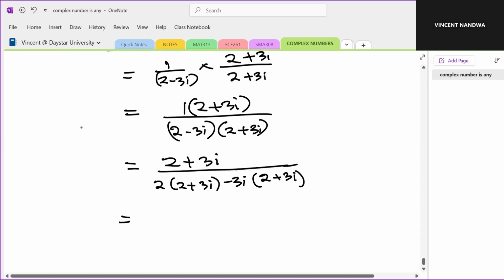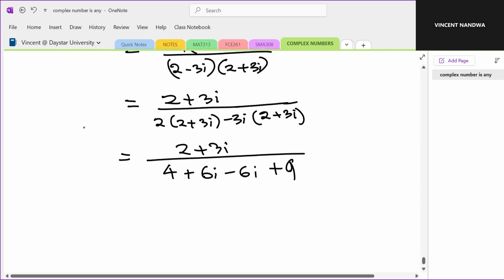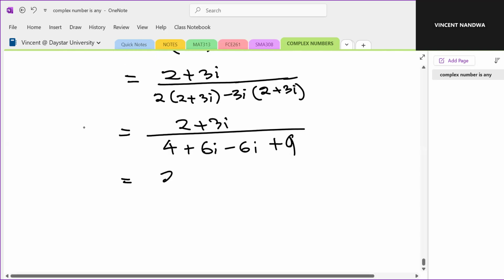Then this will be 2 plus 3i over 4 plus 6i minus 6i. Minus plus is minus, but i squared is minus, so minus minus is plus. So this will be 9. So this will give you 2 plus 3i over 13, since 6i minus 6i is 0. So then you end up with 2 over 13 plus 3 over 13 i.